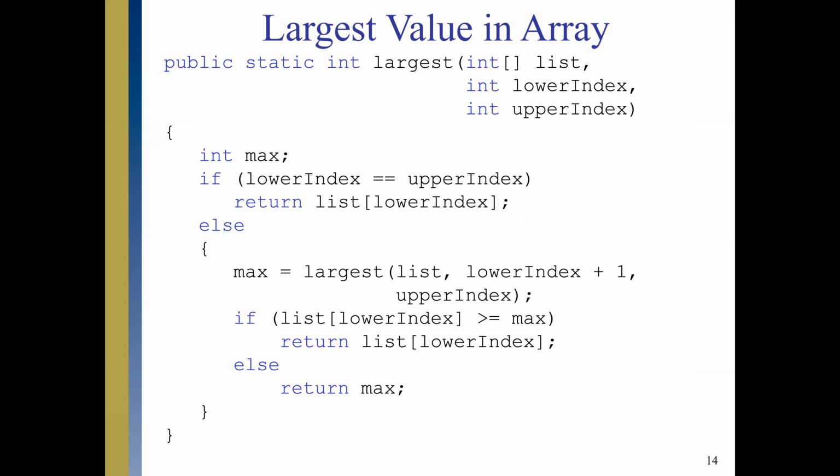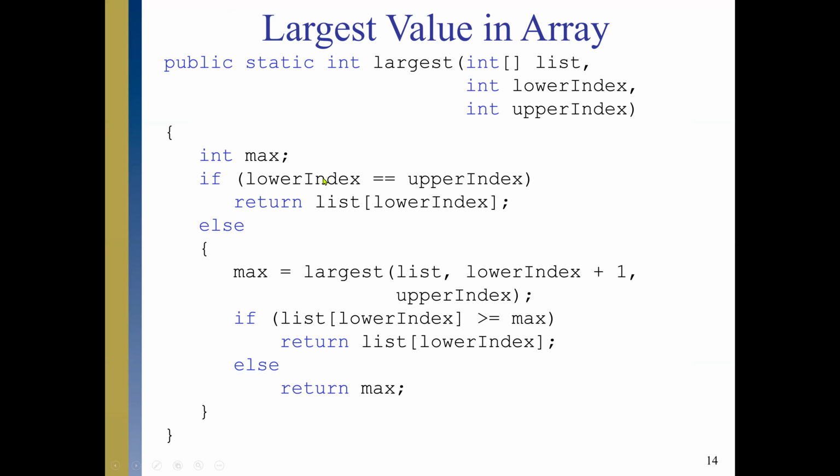our base case will be if there is only one value in the array, then that's the maximum value. Other than that, if we have more than one, then we have to keep comparing. So here we declare a variable max. This is our base case. We say if the lower index equals the upper index, then we return the lower index.